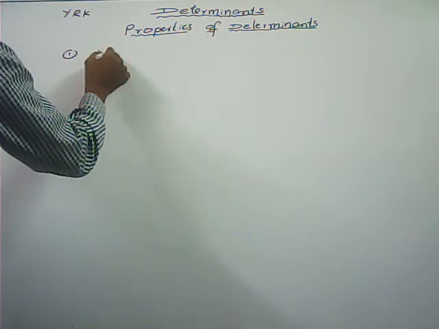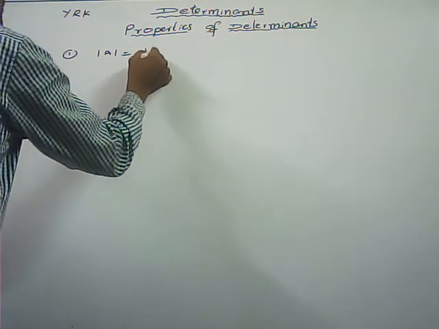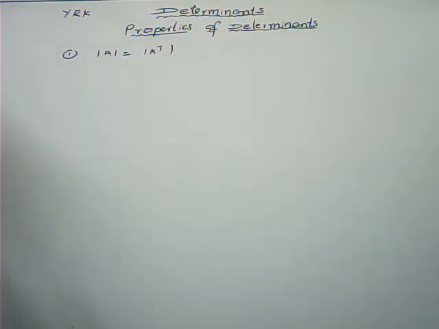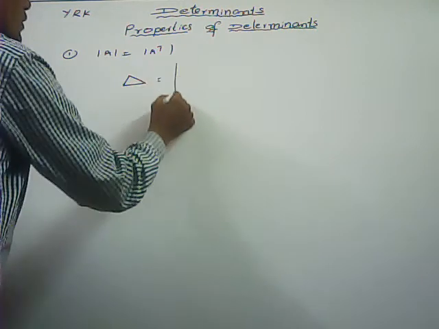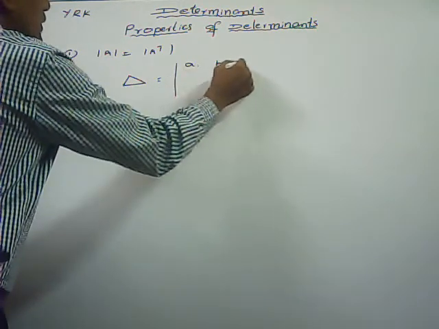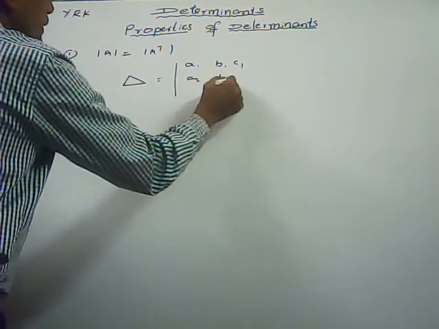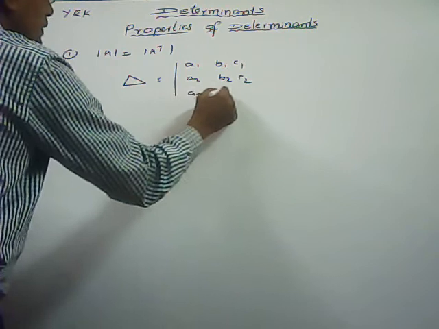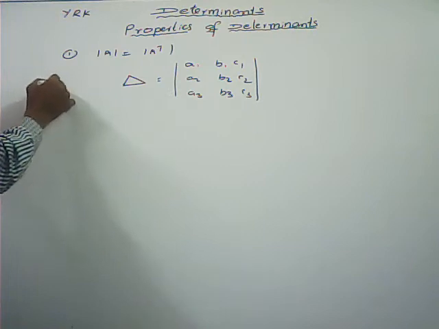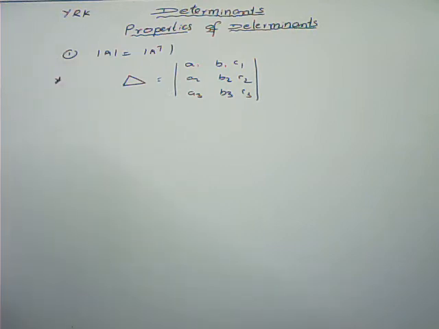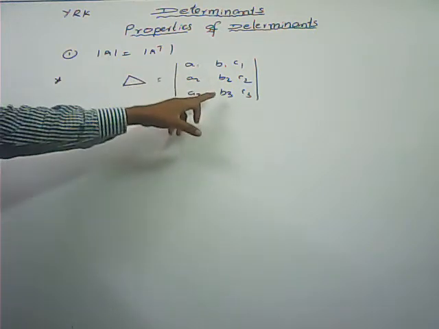determinant of A is equal to determinant of A transpose. Here, whatever determinant of A we get, transpose that matrix and find the determinant. Both the values are the same. Here I am taking the determinant of a1, b1, c1, a2, b2, c2, a3, b3, c3. Here delta is equal to this 3 by 3 determinant I have taken.